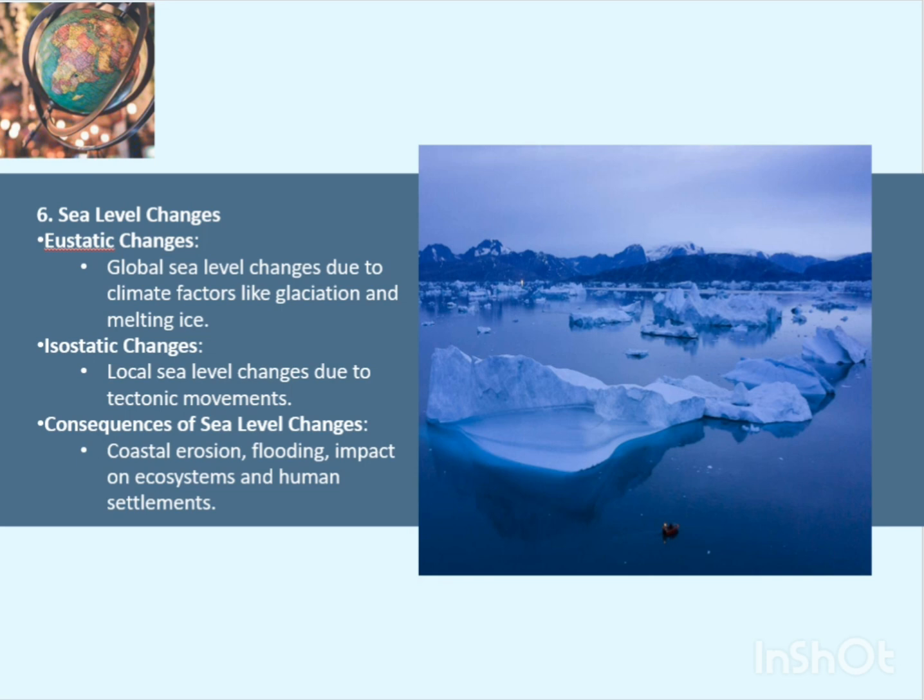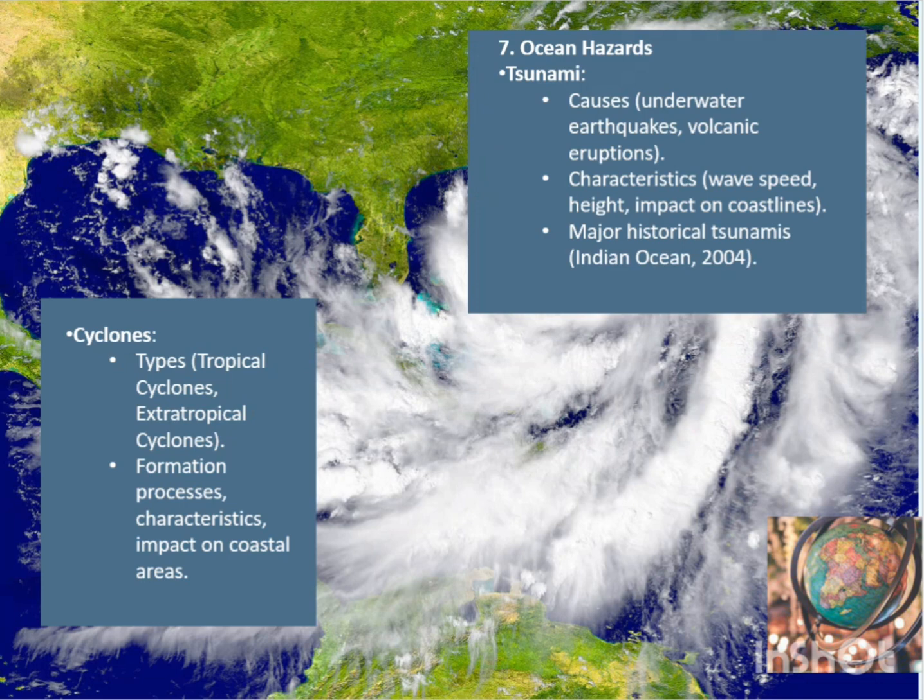Now coming on to ocean hazards. These are natural events that can cause severe destruction. Two major types are tsunamis and cyclones. Understanding these hazards is essential for preparing and mitigating their impacts.